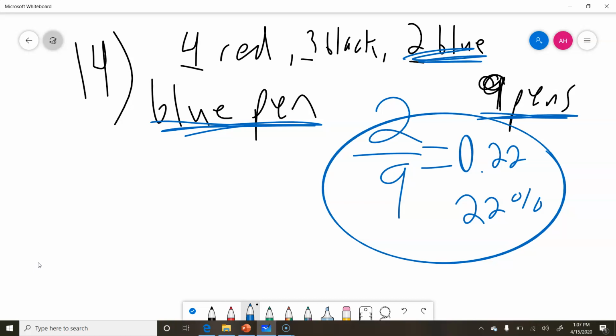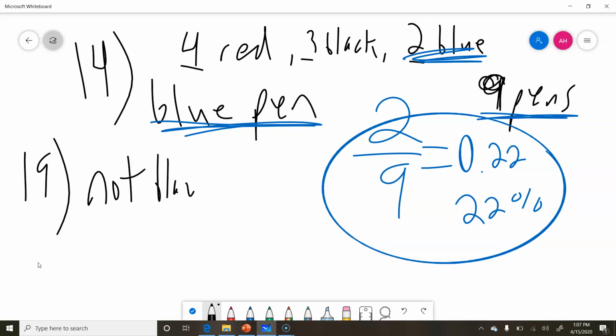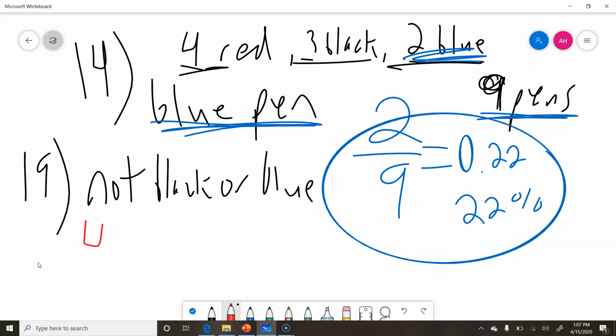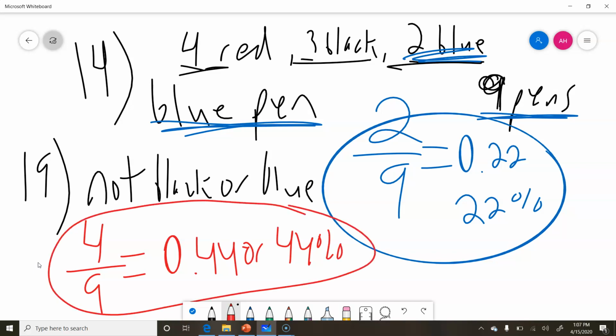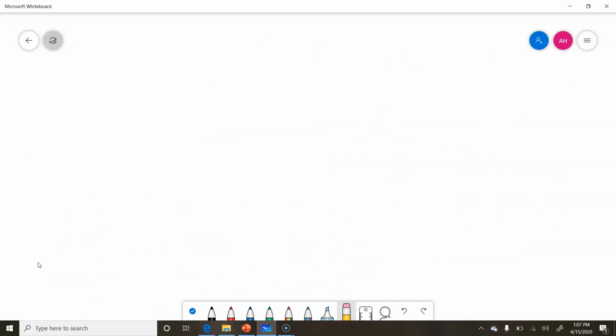Let's do a harder one. Let's do number 19 real fast, just so that we can see how we're doing. Number 19 says, not black or blue. Okay, now it's not black or blue. It means it's just red. So what are the red ones? There are 4 out of 9. That's very easy to do, which is 0.44 or 44%. Right, you see that? When it says not black or blue, it means all we got left is the red. Okay, so there's that review on probability.